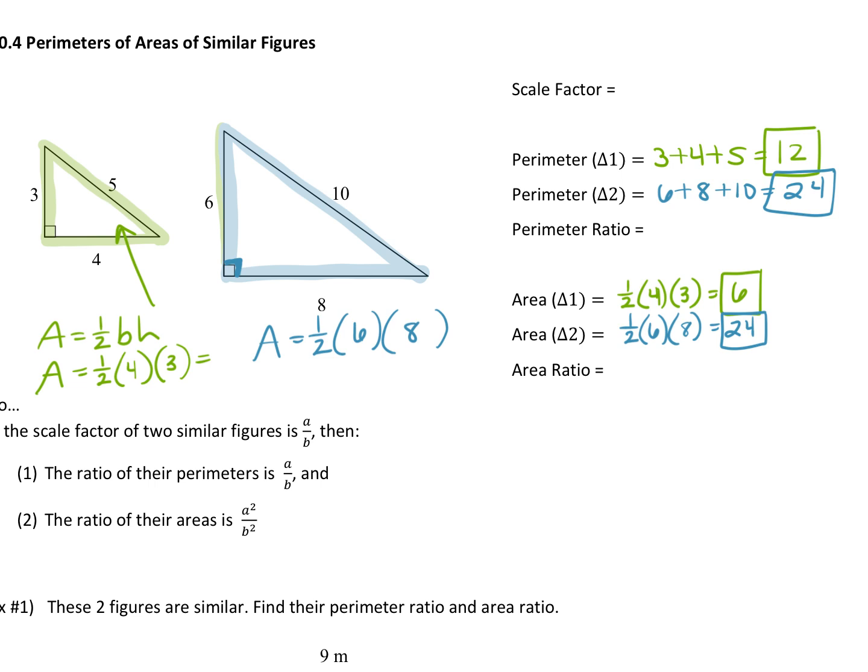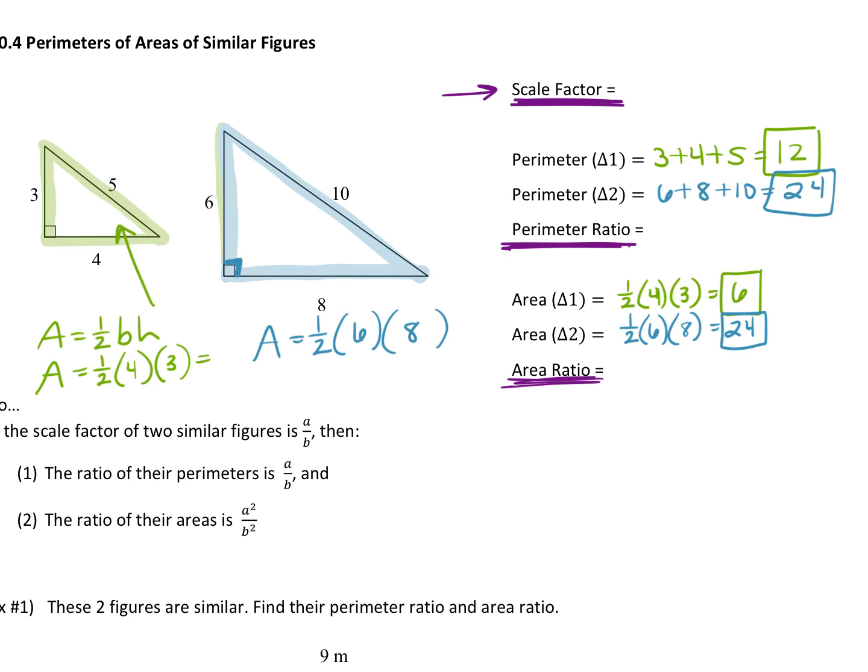We have 3 different things going on right now, okay? I want a scale factor, I want a perimeter ratio, and I want an area ratio. What is a ratio? Something to something. A comparison, right? A ratio is something over something. You're comparing numbers. Okay. So a scale factor is a ratio, something over something.